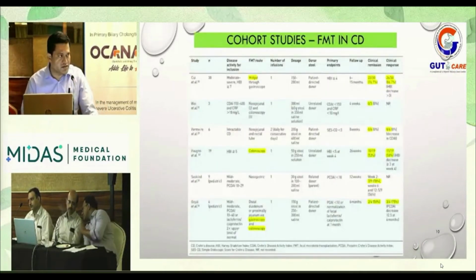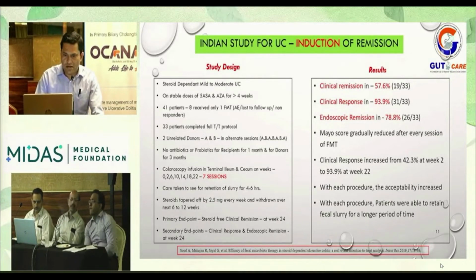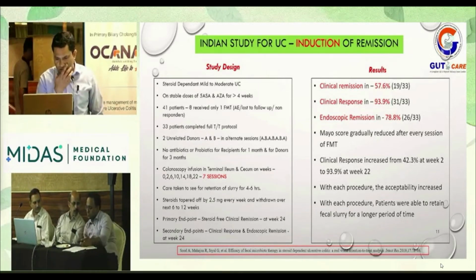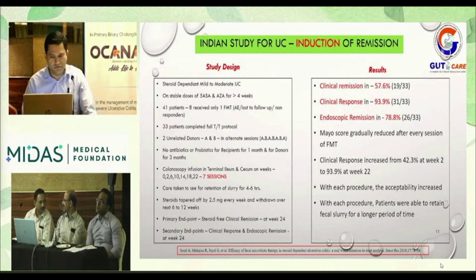Then these are the studies in CD. Most are cohort studies; there were no RCTs. There were two studies done by Sood et al., for induction of remission and maintenance of remission. For induction of remission, the study was done mainly on patients with mild to moderate UC on stable doses of immunosuppression for more than 4 weeks.